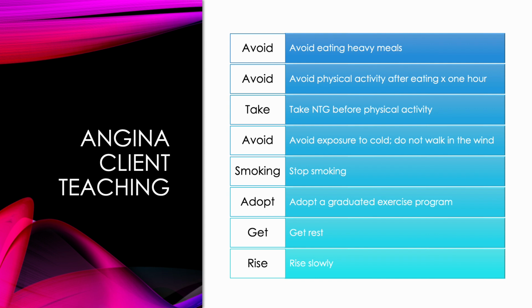All right, client teaching with somebody with angina. It's chronic stable angina. So they probably already know they need to avoid eating heavy meals. When you eat, the blood in your body is going to be shunted to your gut to help you digest the food. So they have to avoid eating heavy meals because all the blood's going to go to their small intestine to try to digest that food, and they could get angina because the blood is not going to be going to the heart.